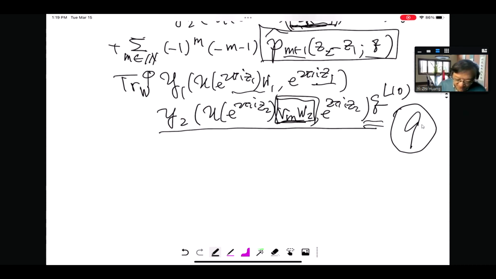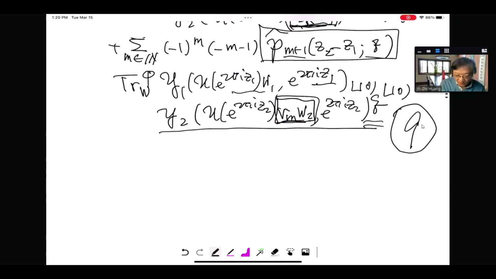Now this is not something trivial, because if you take a derivative in Q, you will have some L0 inserted here. And what is the L0 acting on this? That's complicated. So this involves another formula. Let me see, so the main thing is that we actually obtain this formula.